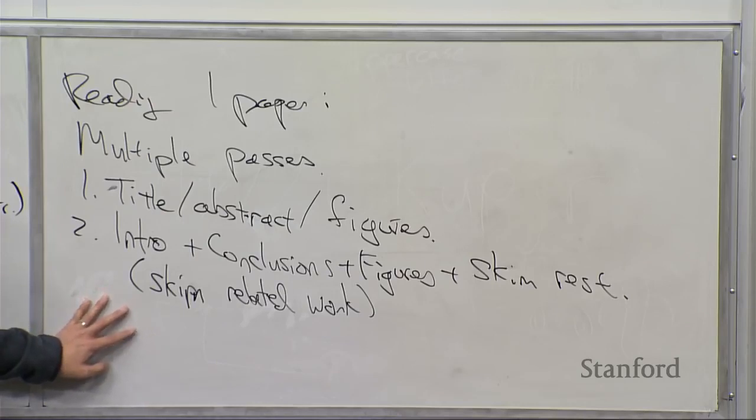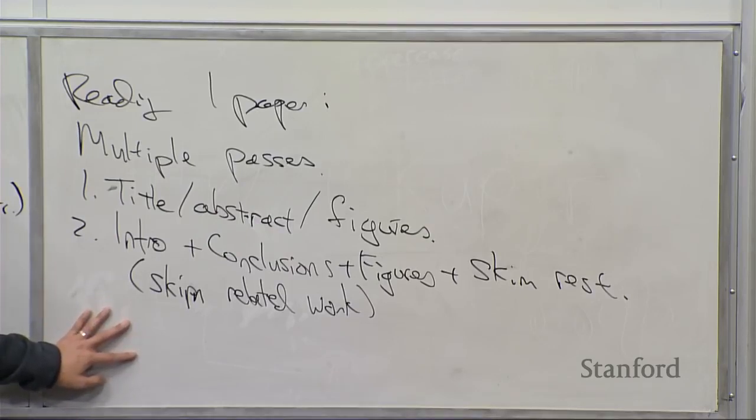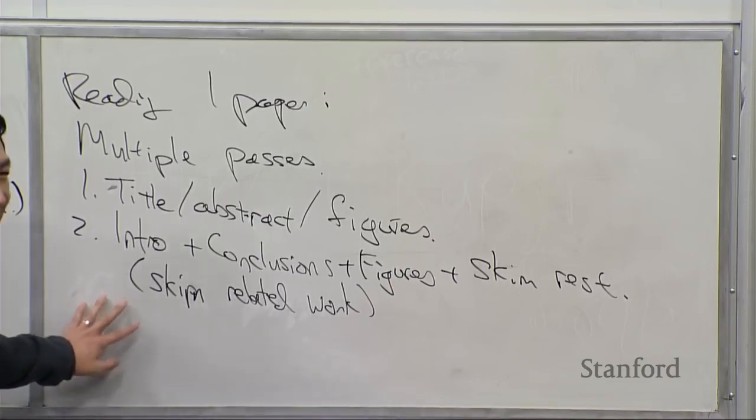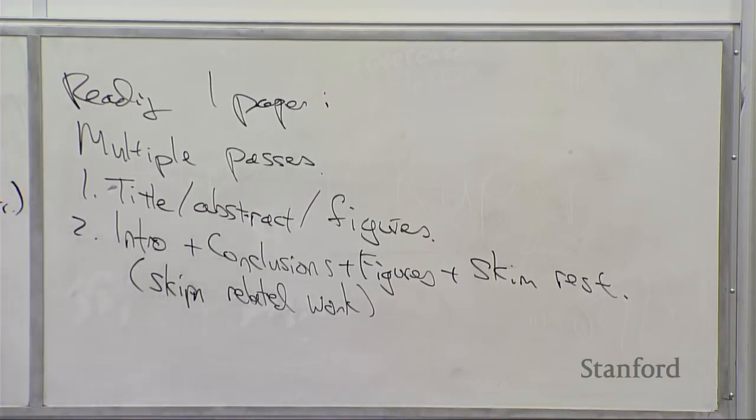And again, since I'm being very honest with you guys, sometimes the related work section is when the authors try to cite everyone that could possibly be reviewing the paper to make them feel good and then hopefully accept the paper. So related work sections are sometimes written in funny ways, right?